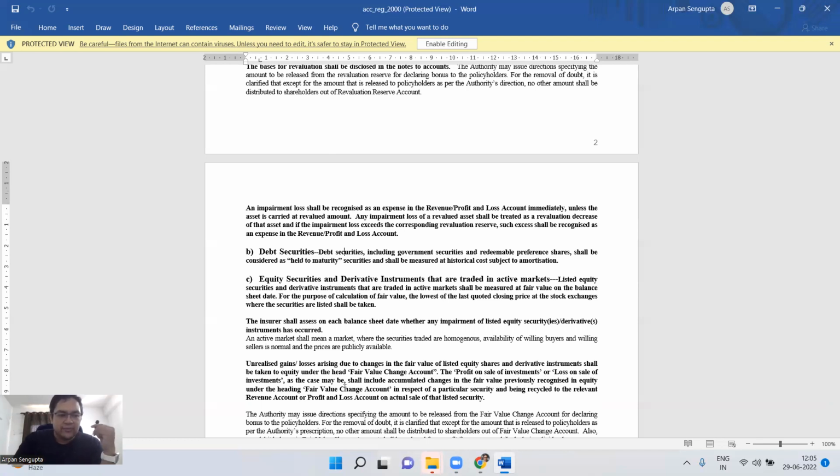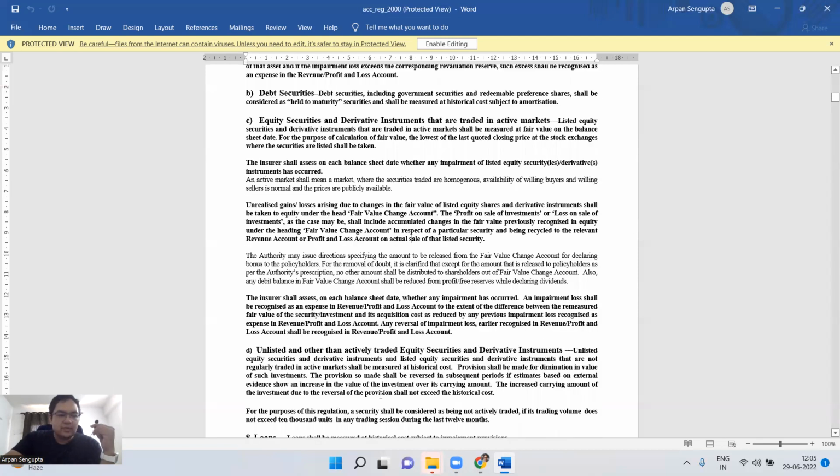Now, unlisted equities and derivatives cannot be measured at fair value, right? They have to be measured at historical value, subject to a reserve that would be kept to consider the diminution in the value of that investment. But that reserve can be reduced if there is external evidence suggesting otherwise. However, the reduction cannot make the value more than the historical cost. So there is a cap. The historical cost is the maximum price that can be used for unlisted equities and derivatives.